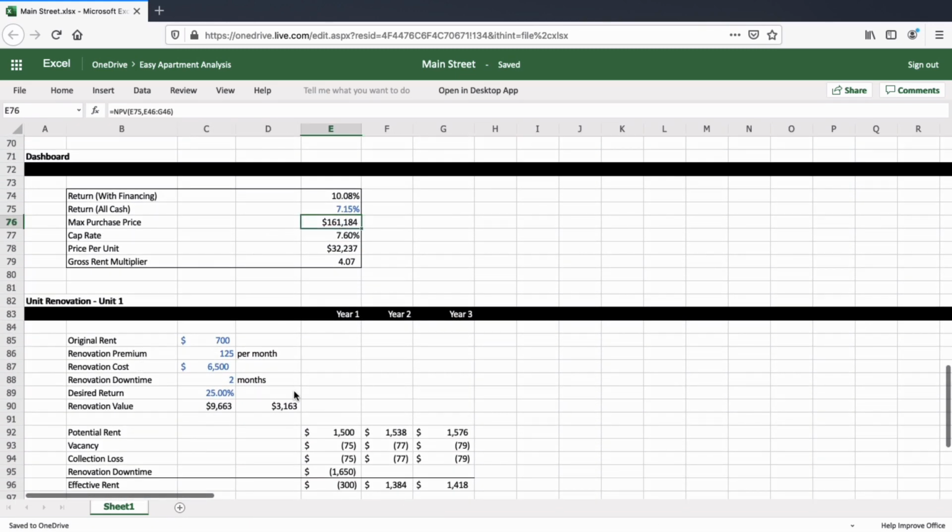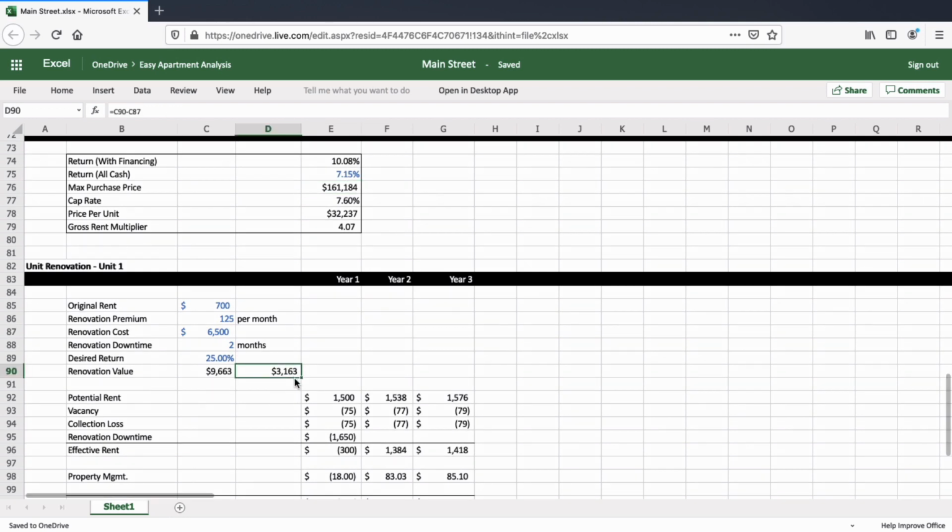What that means is this $3,000 of excess from the renovation, that's more than what it's going to cost us to renovate. We can add this onto our purchase price if we needed to get aggressive. So if you wanted to get really aggressive, you could add this $3,000 onto your purchase price.